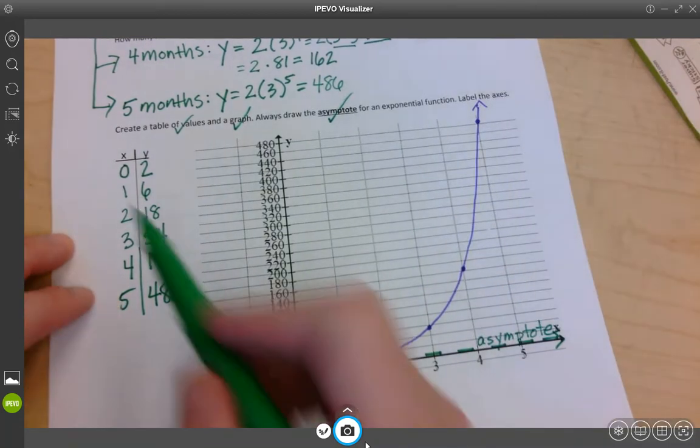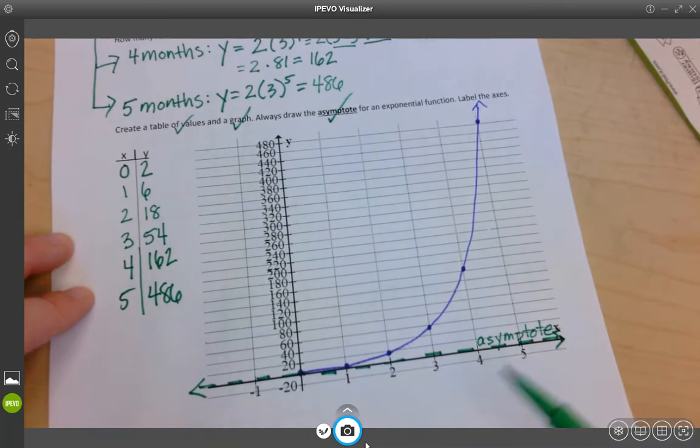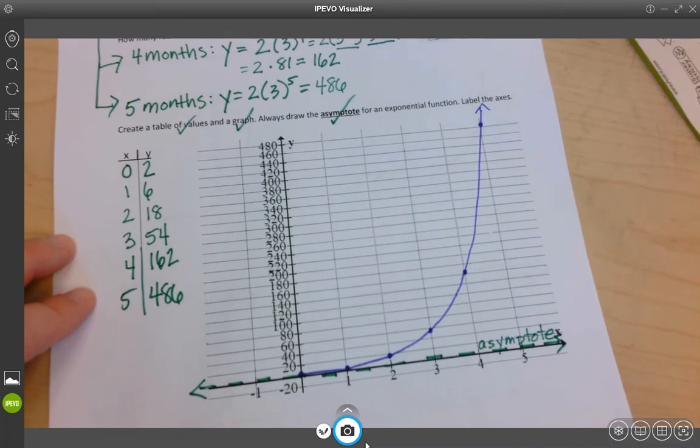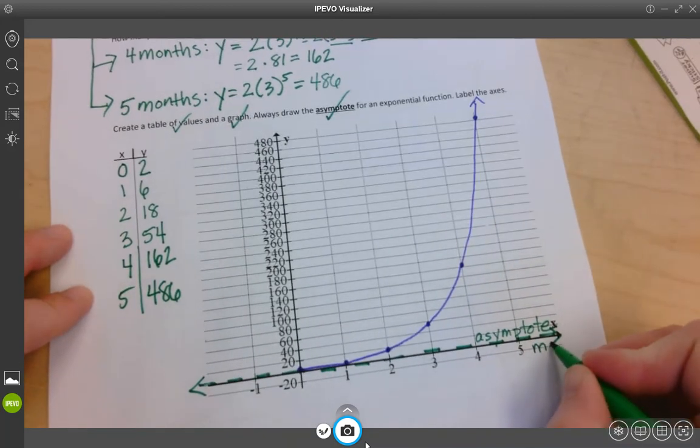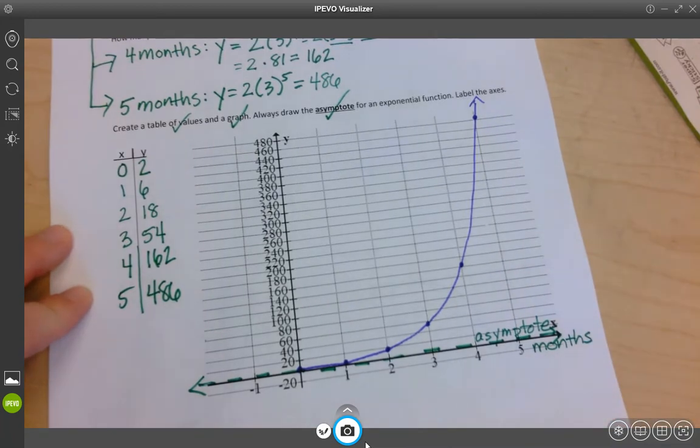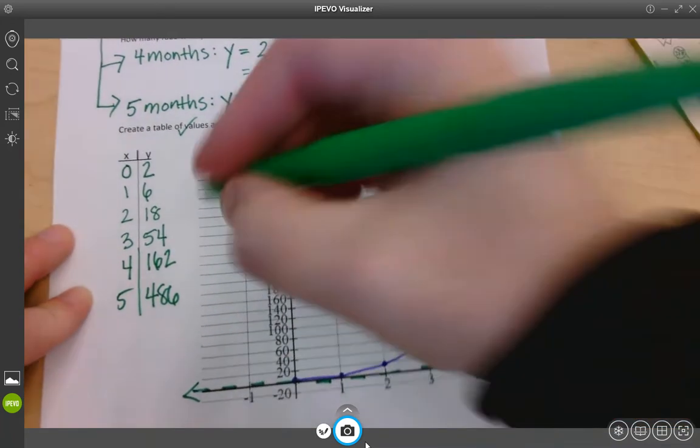All right, so you guys remember what the x represents if you go back to the beginning? Anybody remember what the x represents? The x isn't the rabbits. What was the x? It is the months. Good. So I'm going to put months on the x-axis. And then I'll put rabbits on the y-axis.